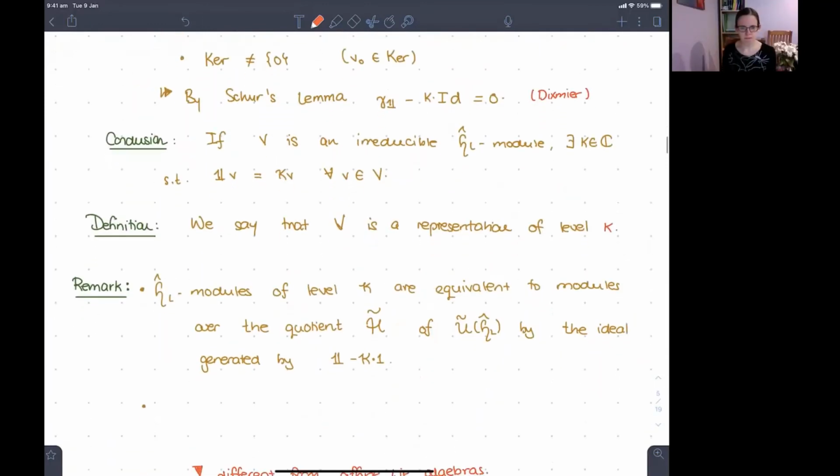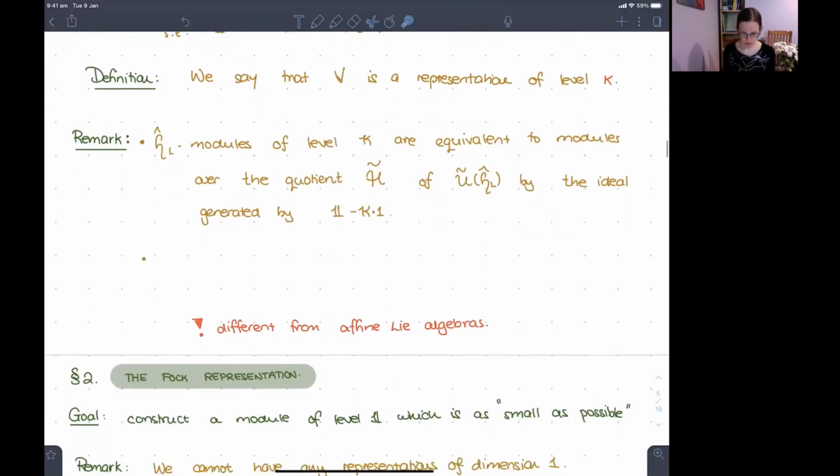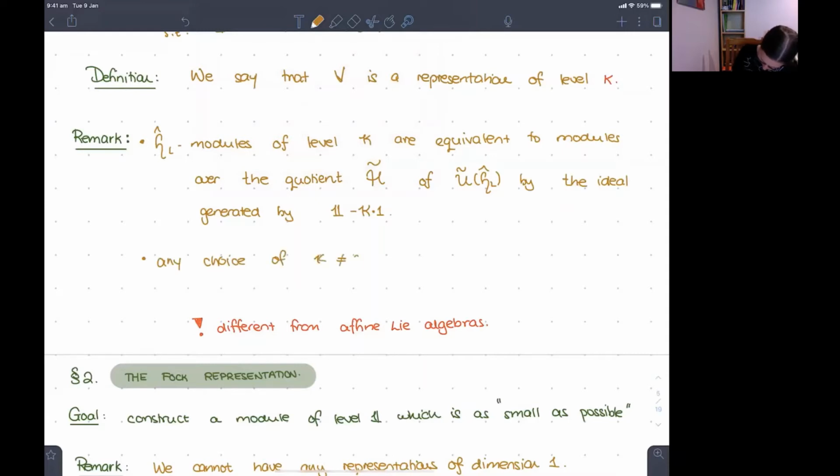So anyway, what we often do from now on is that we only study representations of level K. And such a representation doesn't need to have any restriction on the dimension. It just has the property that 1 acts by K all the time. And representations of level K are equivalent to modules over the quotient of the universal enveloping algebra, where we require that 1 act by K. And a remark here is that any choice of kappa, which is non-zero, gives an equivalent theory. So you could just rescale everything to change your kappa.